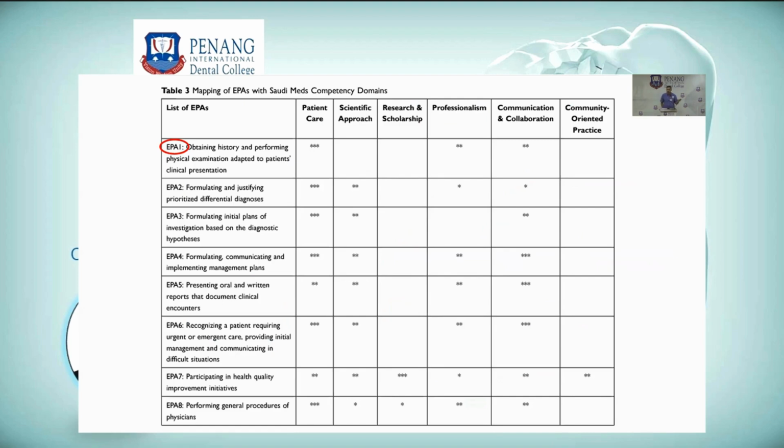So their medical graduates must have these 8 EPAs. And these 8 EPAs will have multiple competencies. The competencies are patient care, scientific approach, research scholarship, professionalism, communication, collaboration, and community-oriented practice. Any graduate must have all these competencies and must perform all these EPAs. You will see that each EPA has multiple competencies within it. It's not just one competency. So this is an example of mapping of EPA to competencies.